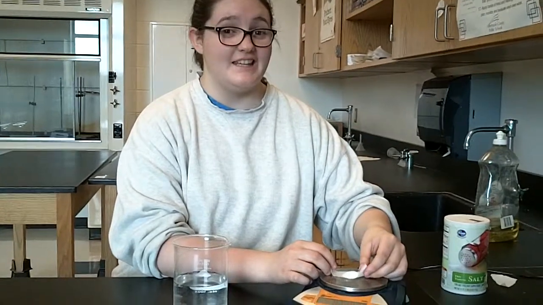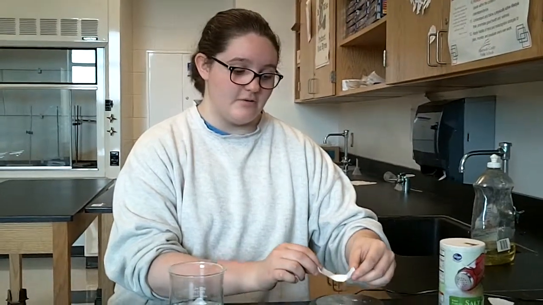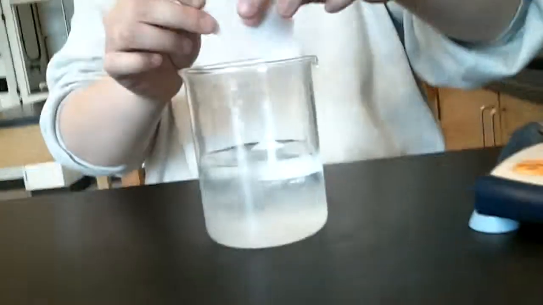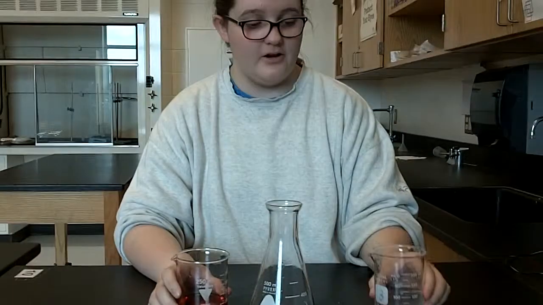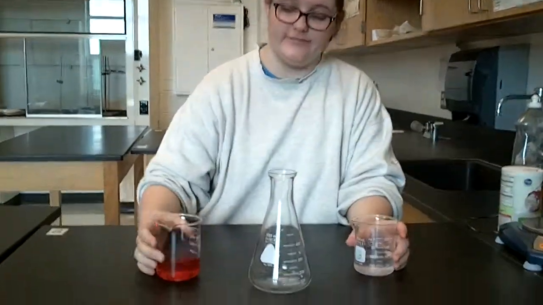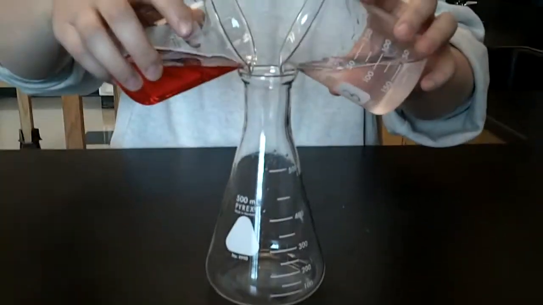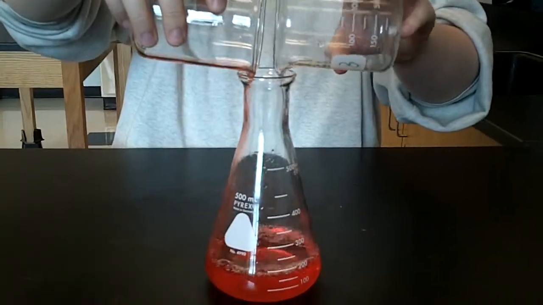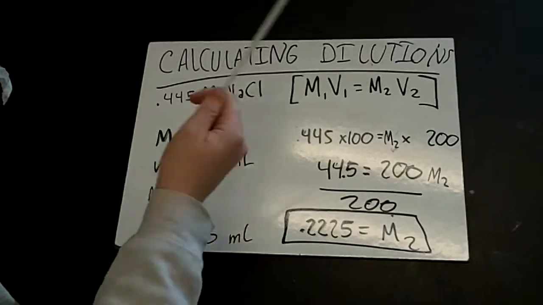Now I'm going to add the NaCl, our salt, to our water to create our 0.445 molarity solution. So I have 100 milliliters of salt water and 100 milliliters of our Kool-Aid solution. If I pour both of them together in this other beaker, we'll have 200 milliliters of our diluted solution. That's some salty Kool-Aid.